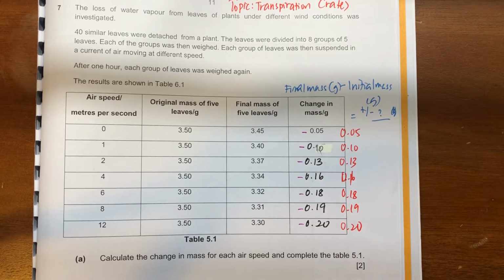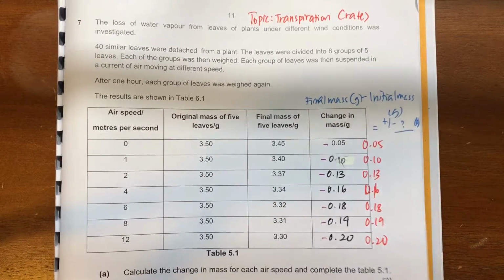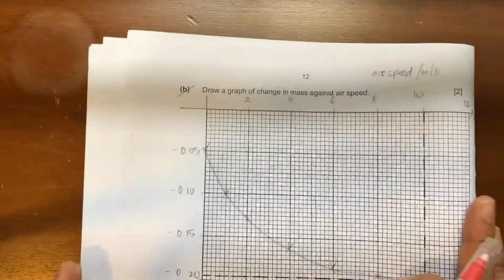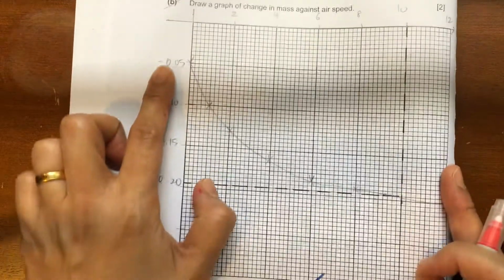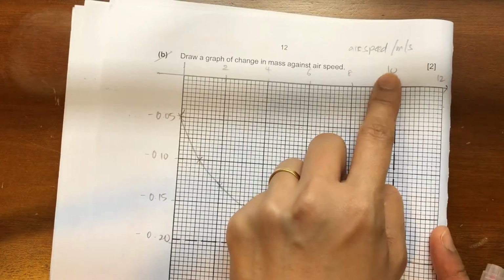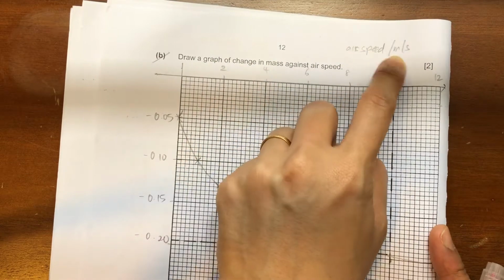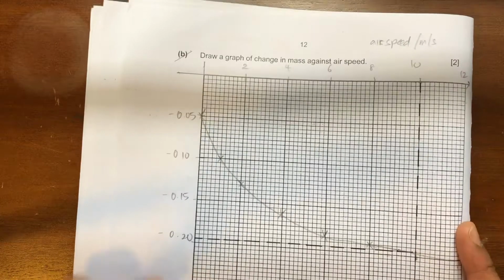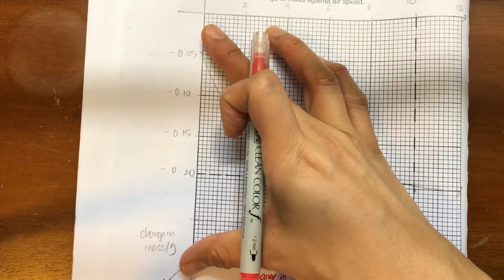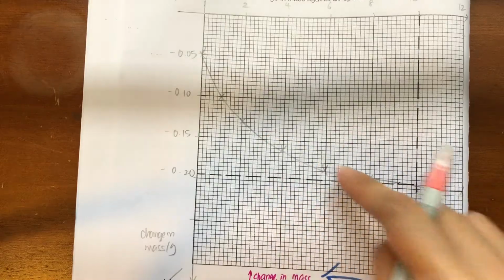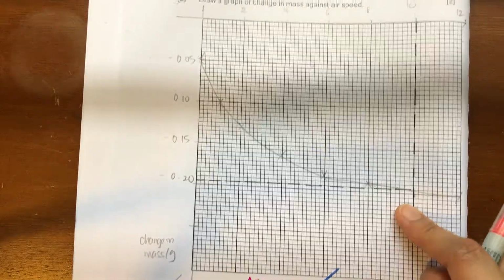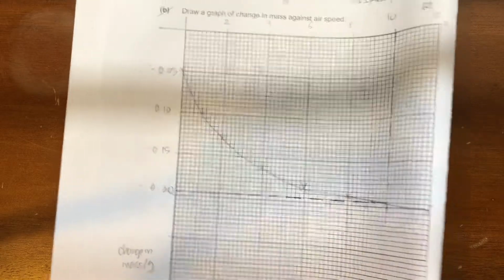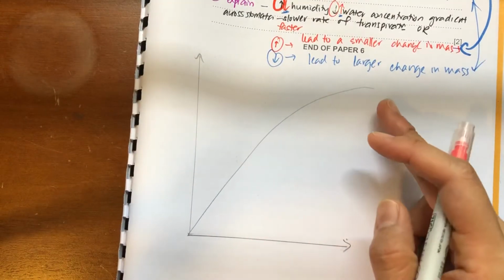Okay, and if you were to use this as results to plot your graph, this will be your graph. I've used the negative. Okay, so the speed labeled with units, then change in mass with units. Make sure that the scale puts the graph at 3/4, more than half of the space provided for both axes. So this is how your graph should be. If your graph is like this, I would also accept.